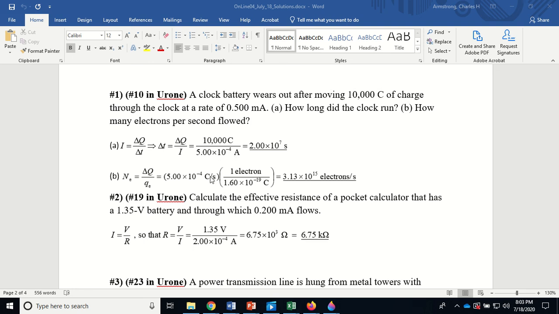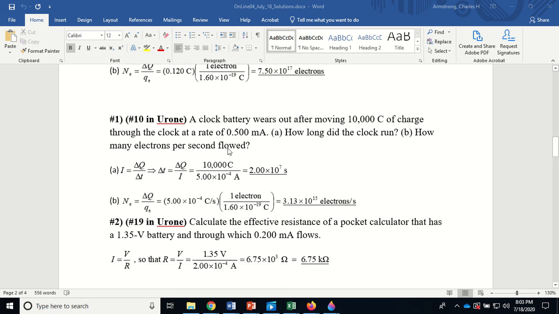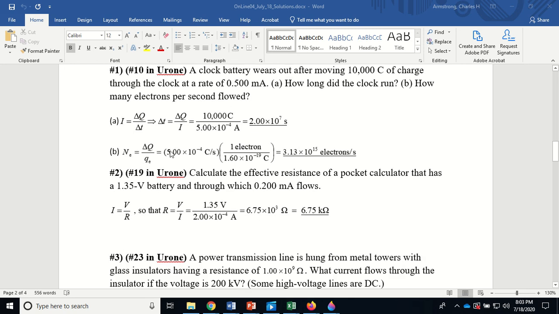So you get the number of coulombs per second. One electron has that many coulombs. This is correct. Never mind. I was thinking it was like this one here, but it's not. So this is actually right. 5.00 times 10 to the minus 4 coulombs per second. That's the current. So how many electrons per second? Well, you take one electron, and to get that many coulombs in a second, there's that much charge per electron, so you would have 3.13 times 10 to the 15 electrons per second.